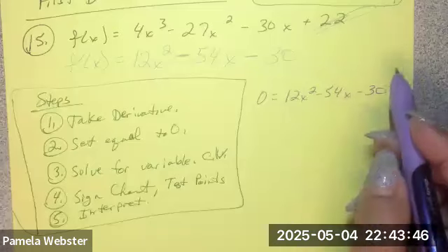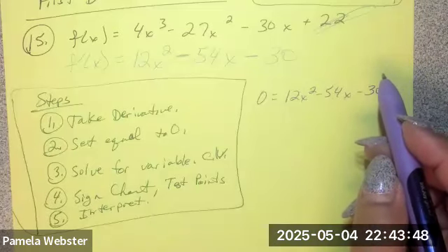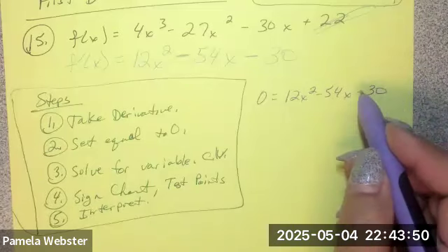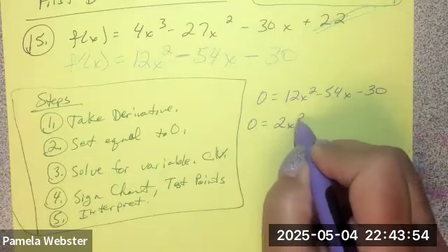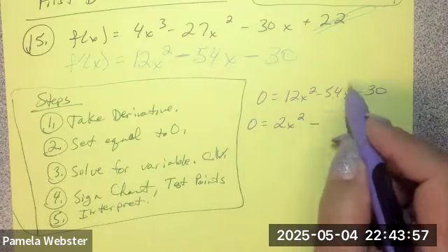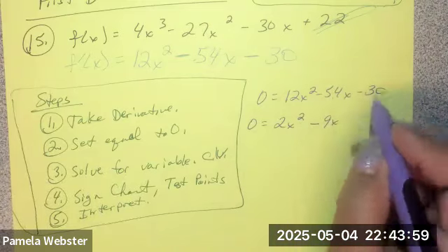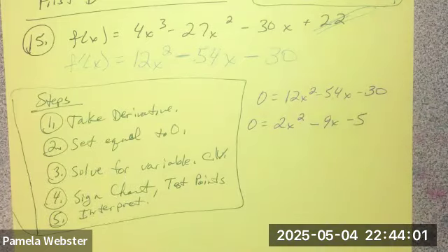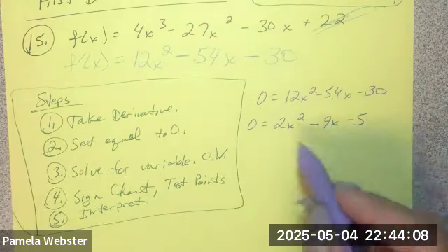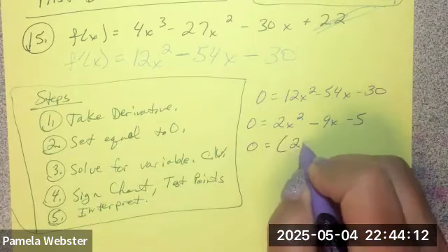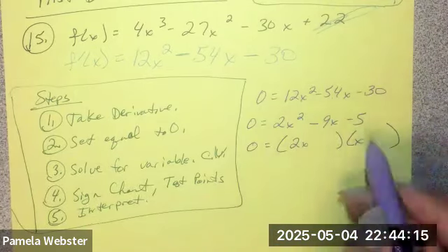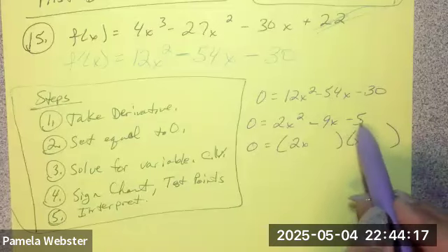I'm looking here and I say, hey, all of those numbers are divisible by 6, right? Maybe something else, but for sure 6. So 2x squared minus 9x minus 5. Okay, I think it was just the 6, but there we go. Those are much nicer numbers. This is a lot easier for me to factor, right? So let's see if I can factor this, 2x and x. We need factors of -5.